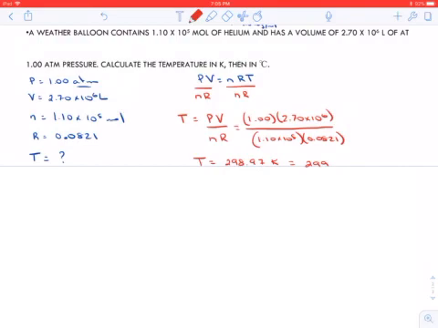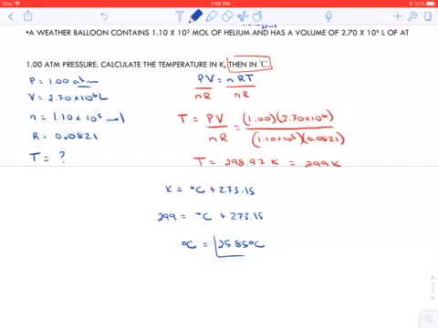If we wanted to do sig figs, it would be 299 Kelvin. But the next question says we're supposed to also calculate it in degrees C. To get from Kelvin to degrees C, here's our formula: Kelvin equals degrees C plus 273.15. So if we put 299 equals degrees C plus 273.15, we're going to take 299 minus 273.15. This will give us our answer. Our degrees Celsius is 25.85 degrees Celsius. There we go. See you next time.